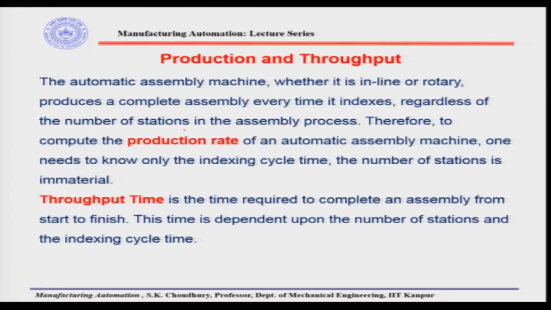Regardless of the number of stations, there could be 100 workstations or 200 workstations, every time it indexes, you get one complete assembly or a complete product. Therefore, to compute the production rate of an automatic assembly machine, one needs to know only the indexing cycle time. The number of stations is immaterial.